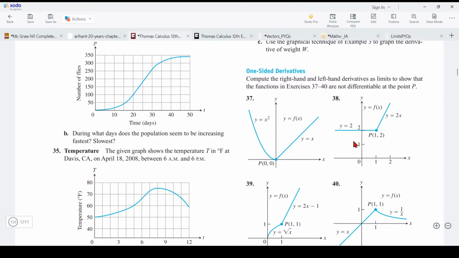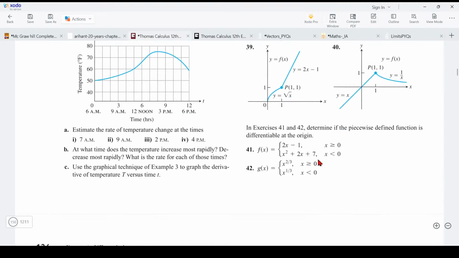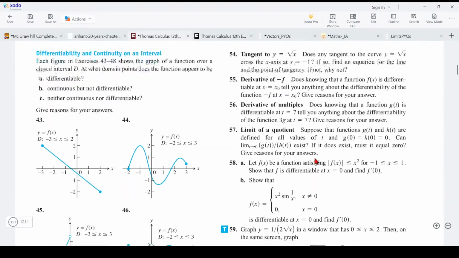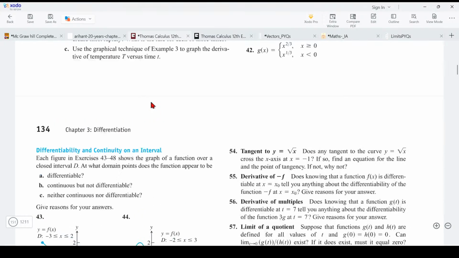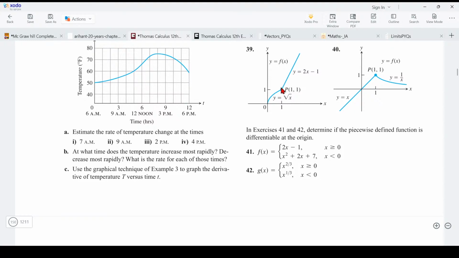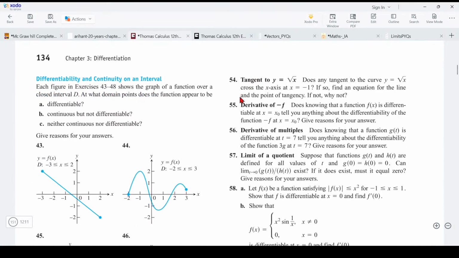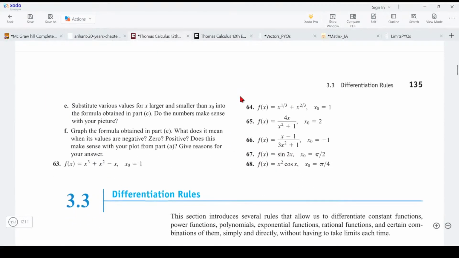And this one is not differentiable here either. Everywhere else, it is differentiable. When we are talking about continuity, as long as the left hand limit, right hand limit, and value of the function are the same, it is continuous. But when you are talking about differentiability, left hand slope and right hand slope, everything should be the same. It should be continuous as well as differentiable.